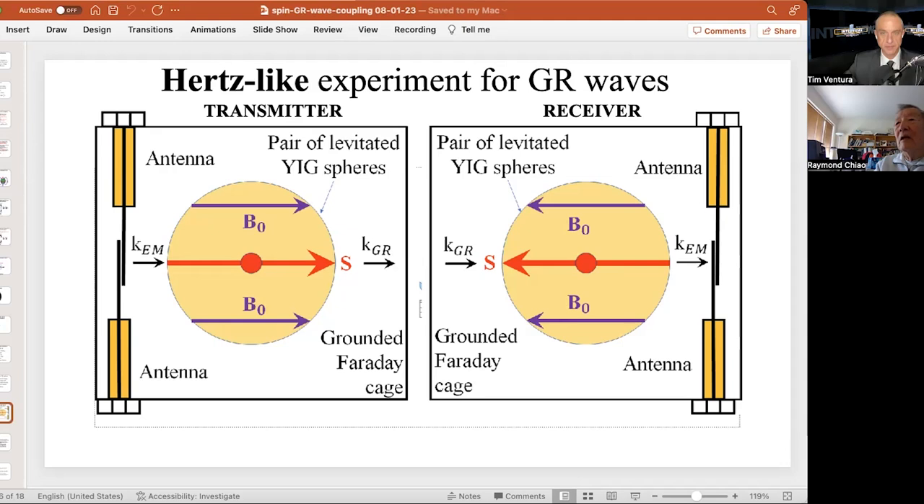We put in some numbers and it shows that this experiment is doable on the watt level. In other words, we can generate watts of gravitational wave power, starting with watts of electromagnetic wave power, and vice versa. If you have watts of gravitational wave power coming into the right sphere, the receiver half, that will convert into watts of electromagnetic wave power. So it may seem that the spin orbit coupling for a single electron is very small, but when you add it up for roughly 10 to the 23, Avogadro's number, of these electrons, then it's huge. Okay. Yeah, so watts of power.